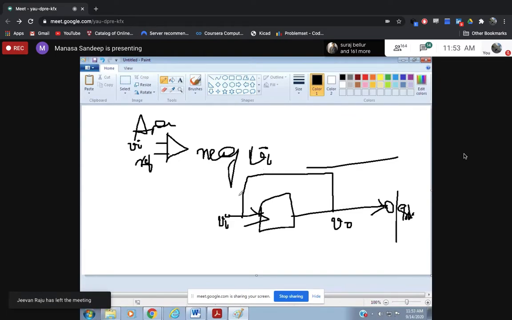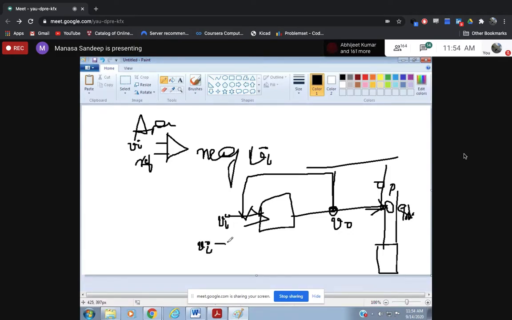Some portion of the output will go to the outside world, maybe to drive a load or whatever it is. Okay, so only some portion you're going to take, not the complete output. Some portion you will take and you will give it back to the input. So this is what feedback is. If it is negative feedback, then for the input, this negative feedback has a negative effect. Okay, so this Vf is subtracted, or you're going to subtract this from Vi. Okay, so it's like that, negative feedback.